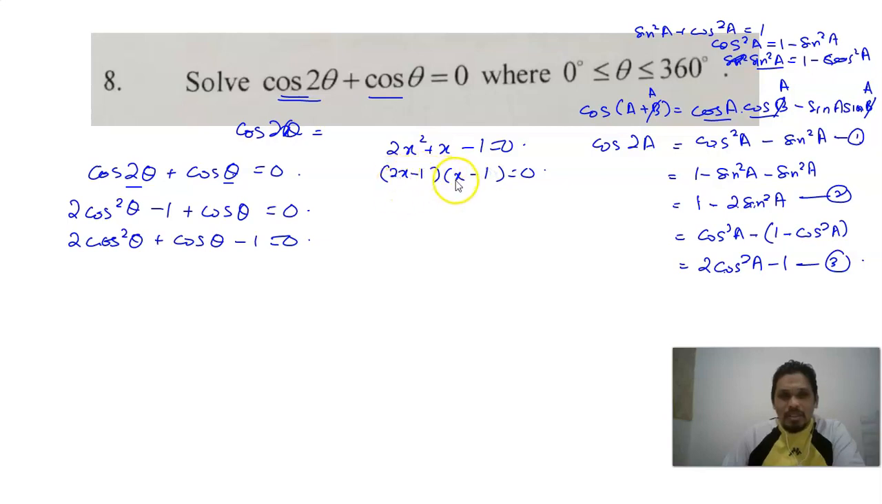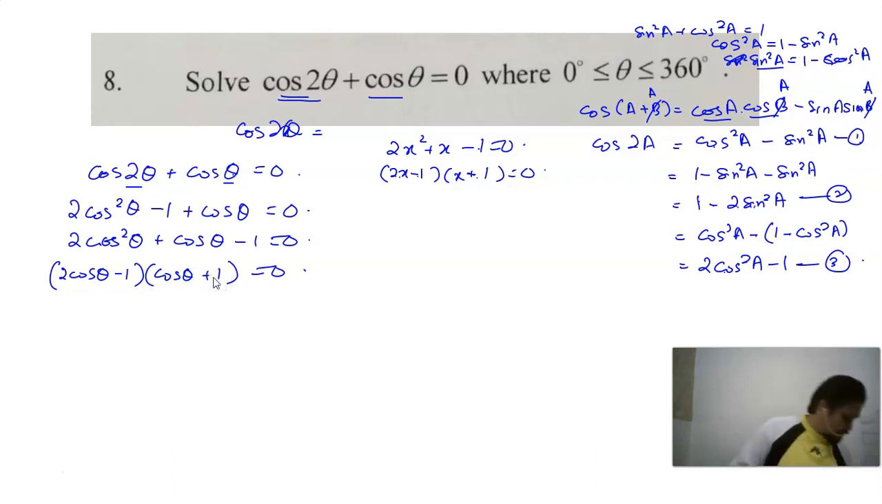Let's double check. 2x times x, 2x squared. 2x times negative 1 equal to negative 2x. Let's make this one as a plus 1. 2x times 1 equal to 2x, and negative x times 1 equal to negative x. So 2x minus x equal to x. Negative 1 times 1 equal to negative 1. So factorize this one here: 2 cos theta minus 1 and cos theta plus 1.